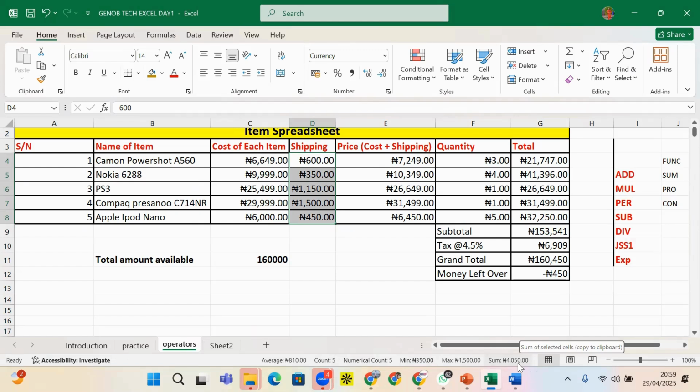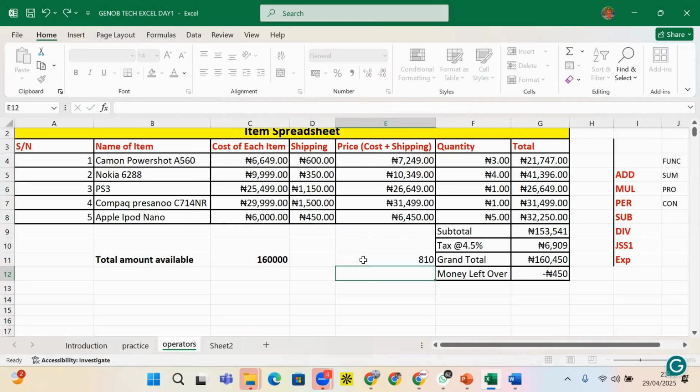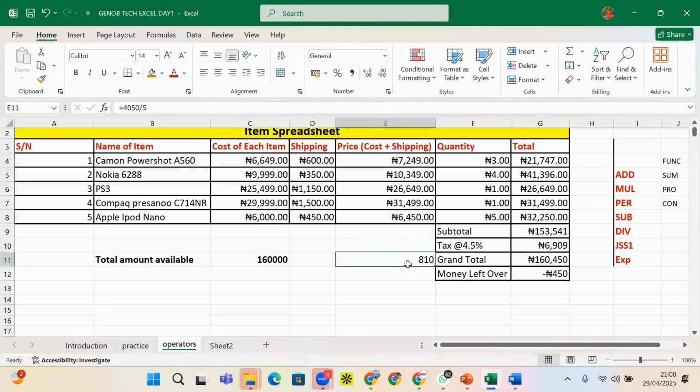Then the sum of all the money is 4,050, right? So if you want to get the average, you divide the total sum by the count. So we have 4,050, right? Divide by 5. Let's do it here. Equal to 4,050 divided by 5. You see, it's 810, isn't it? So you see the same thing. You see this 810 as average.